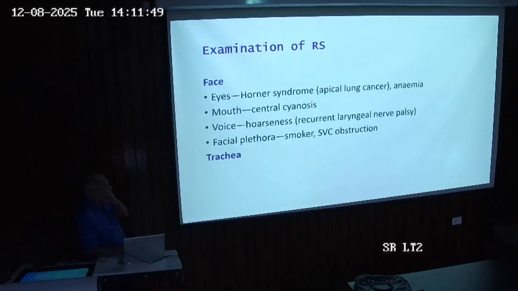Eyes can reveal Horner syndrome, indicating apical lung cancer. Eyes can also indicate anemia. Horner syndrome is ptosis and miosis with absence of sweating on one half of the face. Central cyanosis can be present in respiratory failure. Hoarseness can be there if the recurrent laryngeal nerve gets paralyzed. Facial plethora is an indicator of smoking status or obstruction to the superior vena cava. Trachea must always be examined, whether it is centrally placed or shifted sideways.